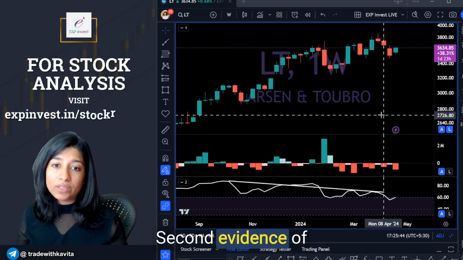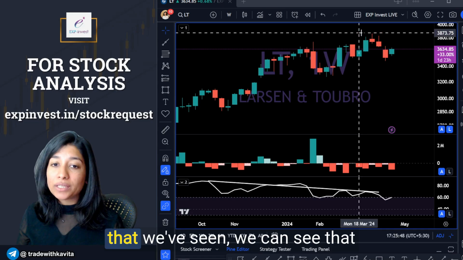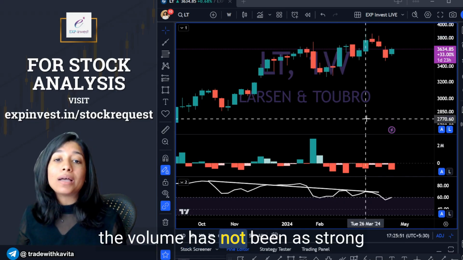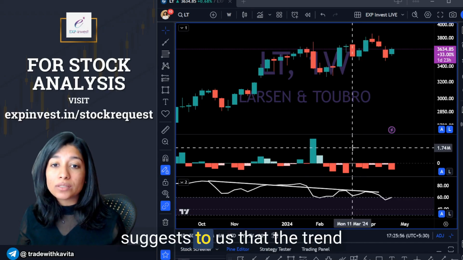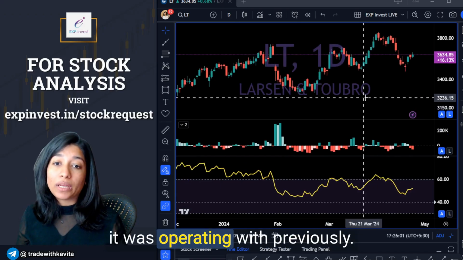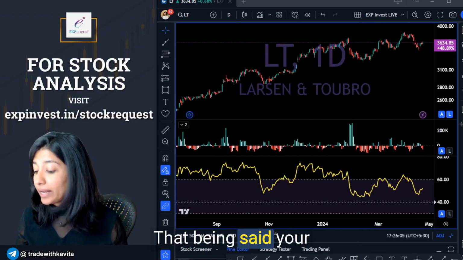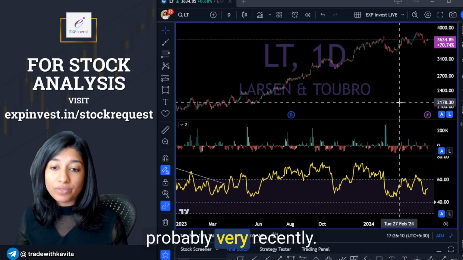Second evidence of weakness is volume. The very last leg of upside that we've seen, the volume has not been as strong as we would like it to be, which suggests to us that the trend may not have as much steam as it was operating with previously. That being said, your cost price is 3600, so you bought it probably very recently.